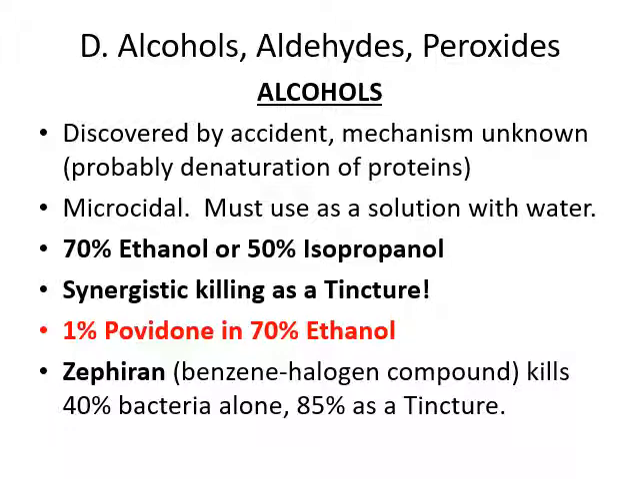And I mentioned the fact that alcohols are synergistic with other things like iodine if you make them into a tincture. So 1% povidone iodine and 70% ethanol is a very effective tincture. There's something you can buy called Zephiran, which is a benzalkonium halogen compound. The Zephiran kills 40% of the bacteria by itself, but if you mix it together with alcohol as a tincture, the two of them combined kill 85% of the bacteria. So I just mentioned that to point out that that's an example of synergy.